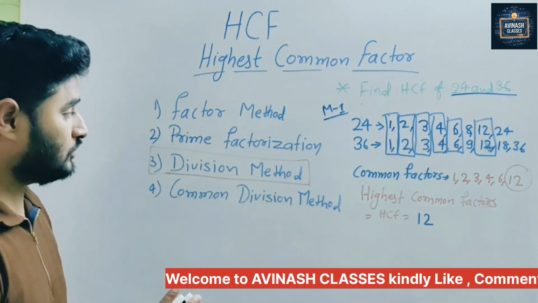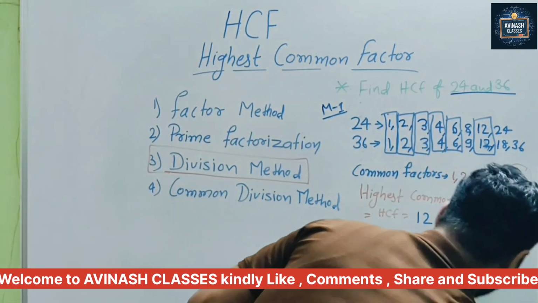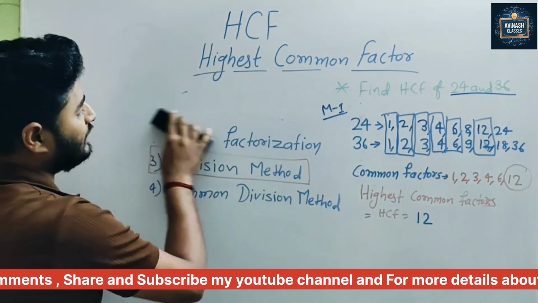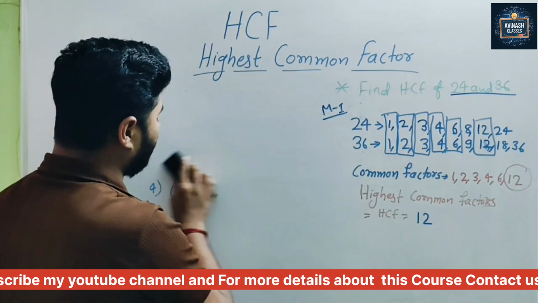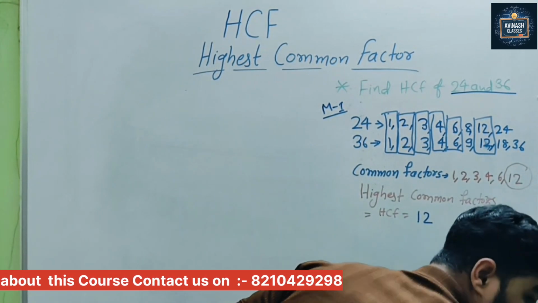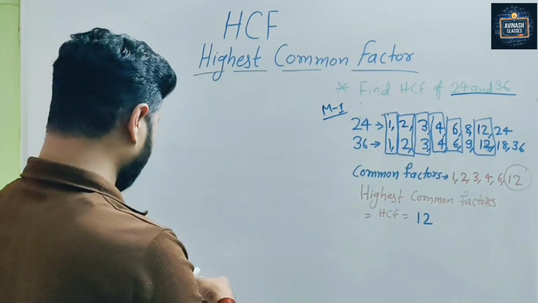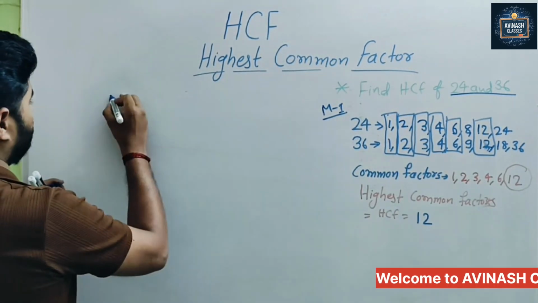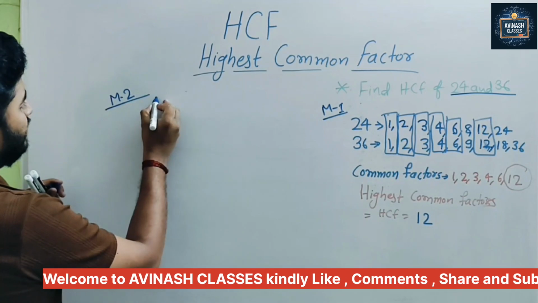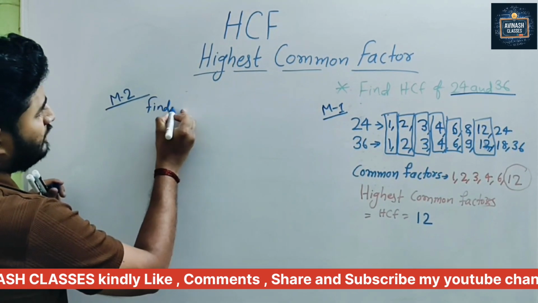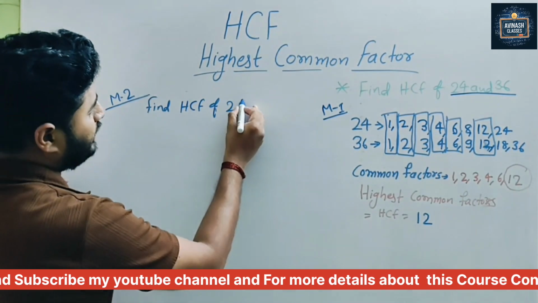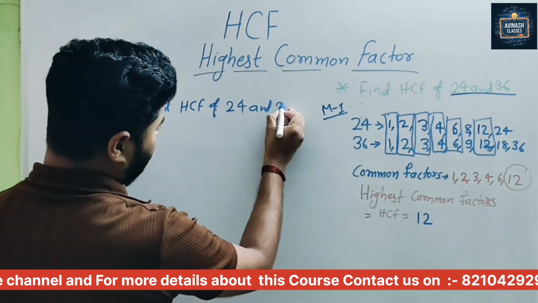Now method 2. Method 2 is what? Method 1 we completed. Now we are going to learn method 2. And what is method 2? Prime factorization method. Okay, we write here method 2. Same question we are taking here. Find HCF of 24 and 36.